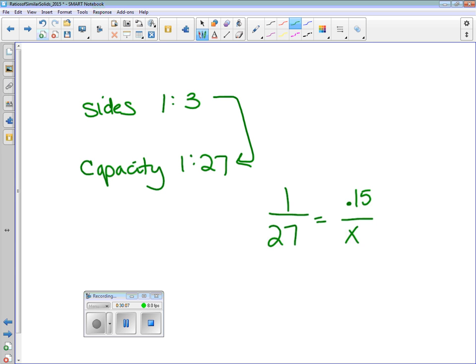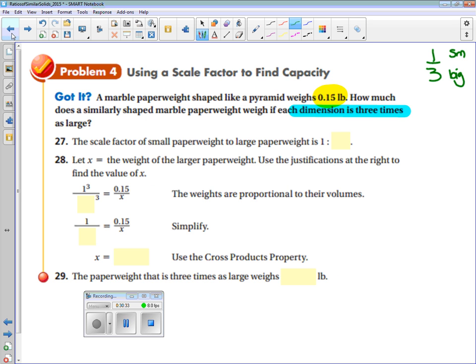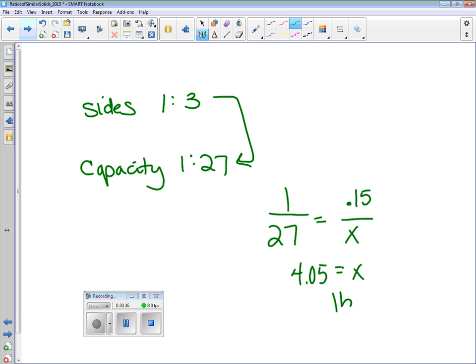And let's cross multiply. Let's see what we get. Since I had the calculator, do you mind if I just do it up here? Is that okay? So 27 times 0.15 is 4.05. Does that seem reasonable for the weight of the enlarged marble whatever? Yeah. I think the units were pounds? Yeah, okay. So that's how you get it.